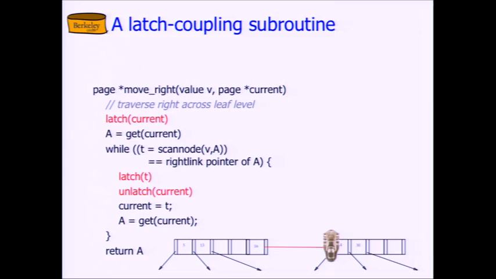So you're given a value V that you're looking for and a current page that you're pointing to. The first thing you do is you get a latch on the current page, and then you copy that page while it's latched. And then while you've safely got that page latched, you do the scan node thing. And if the scan node thing says, don't go down, go right, well then you latch the right neighbor, so now you've lock coupled. You unlatch the current node, and then you recurse, essentially.